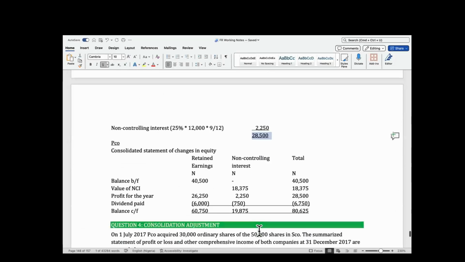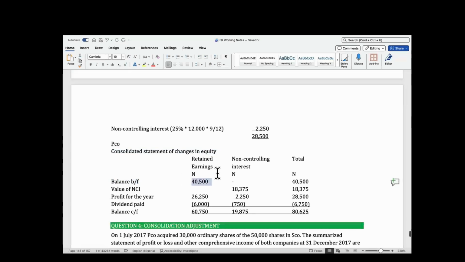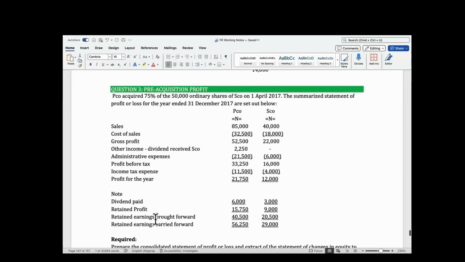Now, the consolidated statement of changes in equity. They said we should do a column for retained earnings and NCI. So we have the total. First is the balance brought forward. Now, let me go to the extract of the retained earnings given to us. The retained earnings brought forward for the parent is 45. For the subsidiary is 20,500.